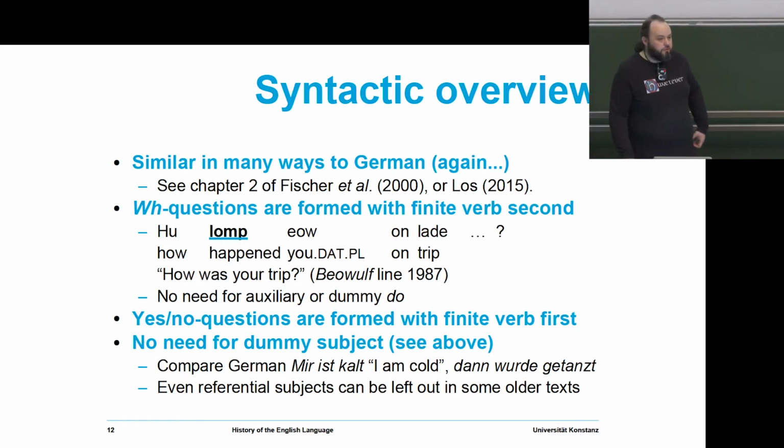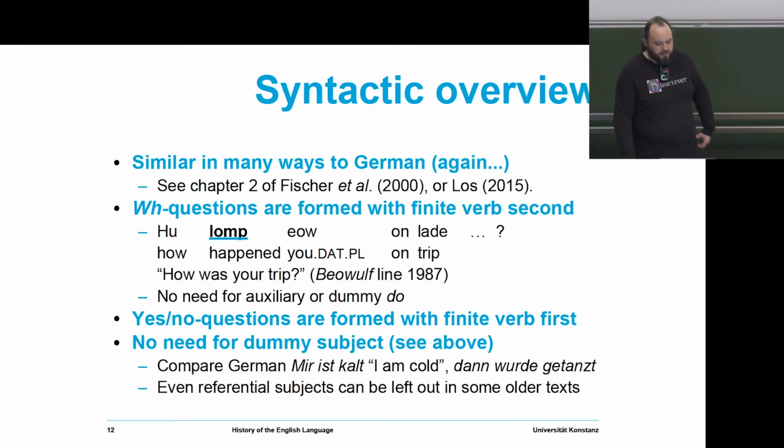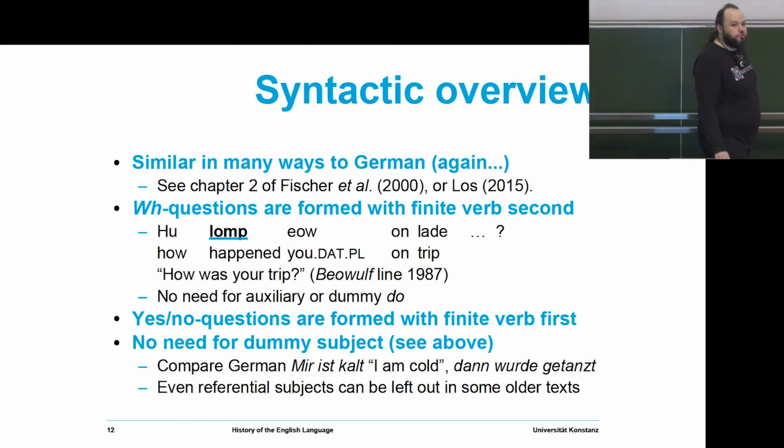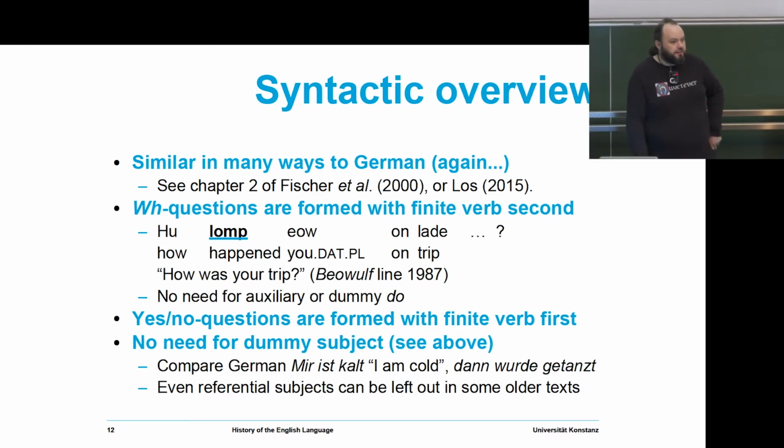So here we have a form of the verb to happen. Hu lomp eow on lade? What happened? How happened to you on the trip? So this is an example from Beowulf. So in this case, and this is probably the single most important notion you need to remember, verb second. Verb second is the word order rule that applies in German in declarative clauses, in main clauses, and in interrogatives. And it applies in interrogatives here too.